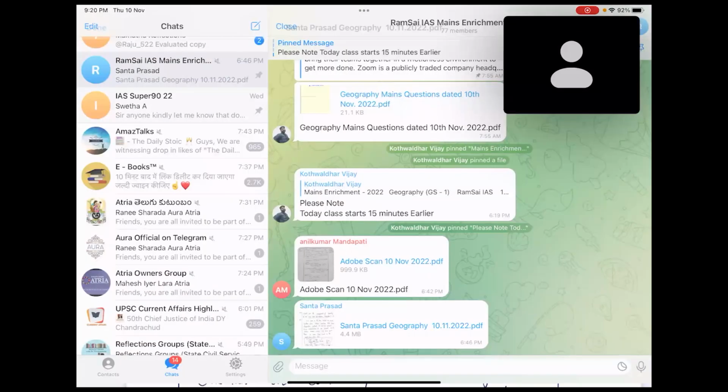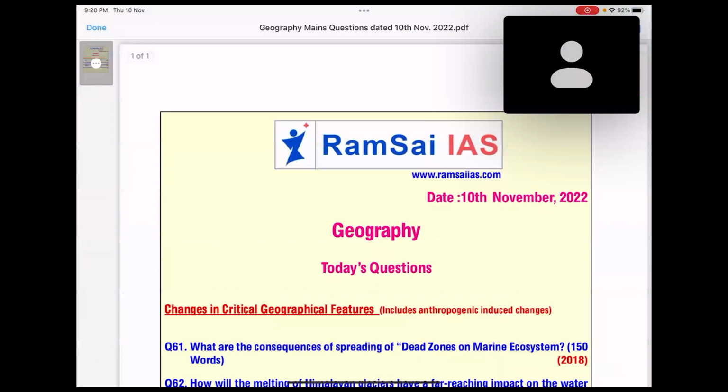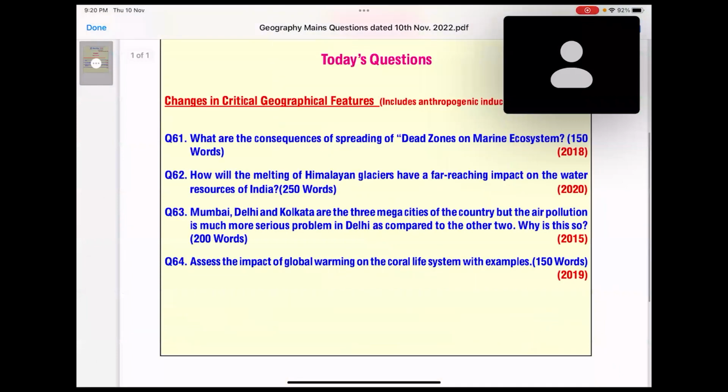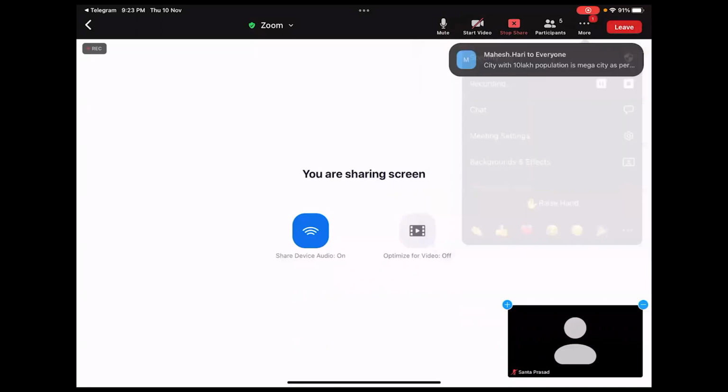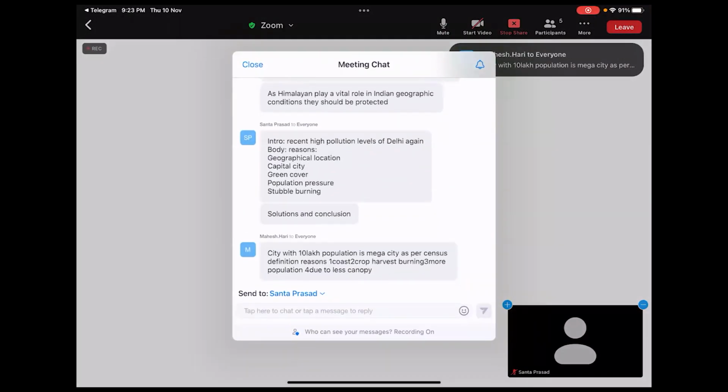Yeah. See the next question. Mumbai, Delhi and Kolkata are the three mega cities of the country, but the air pollution is much more serious problem in Delhi as compared to other two. Why is it so? Okay. Take 2 minutes. Yeah, good points. Shanta Prasad.